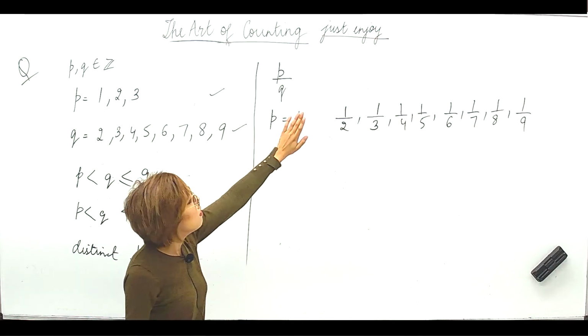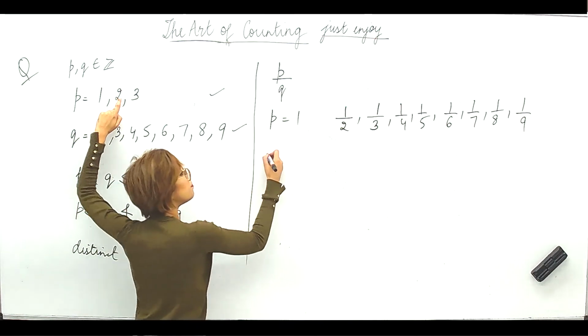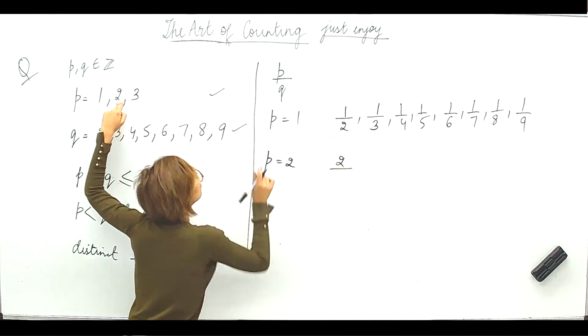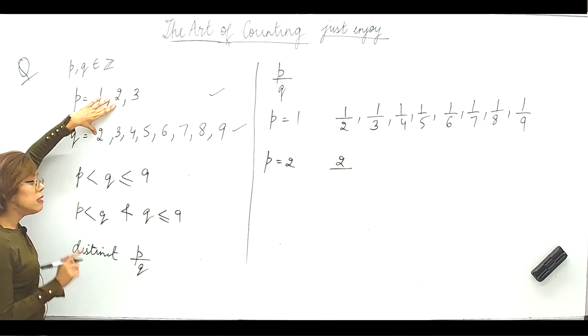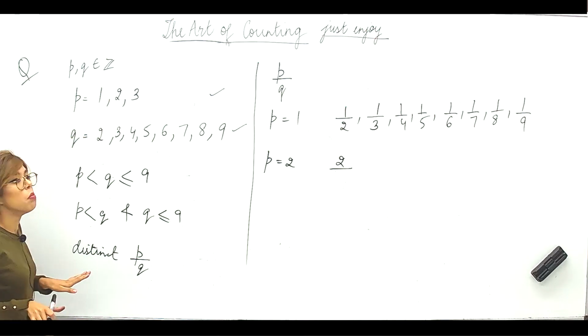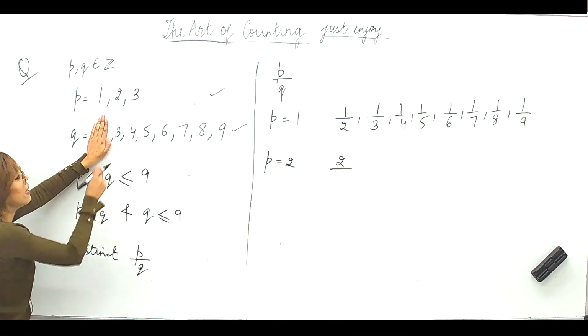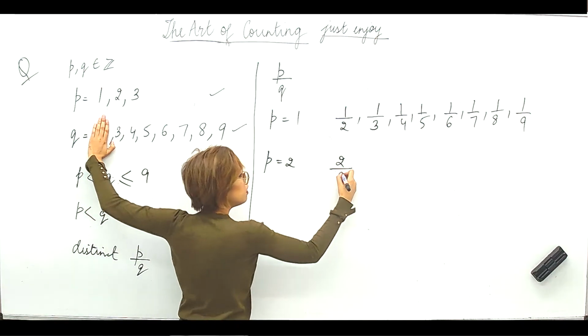Now P is 1. We have exhausted the case. Now P can be 2 as well, right? So let's see. When P is 2, that means numerator is 2. Now Q, the denominator. Can denominator be 2? P less than Q, right? Is 2 less than 2? No, right? So Q can't be 2. Can it be 3? Yeah, 2 is less than 3. Not a big deal. So 2 by 3.